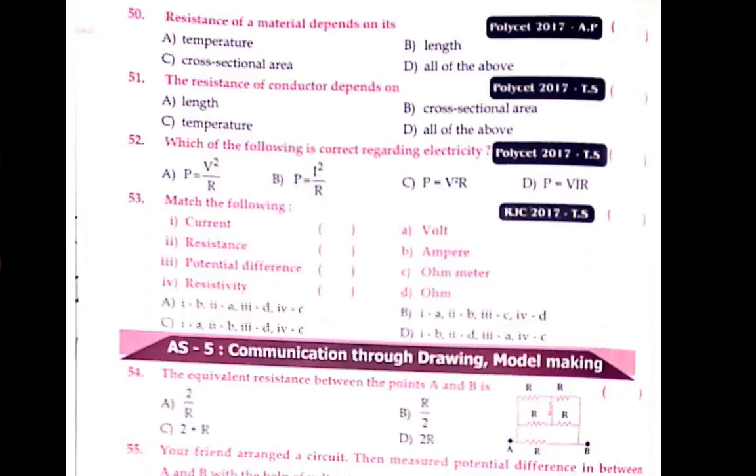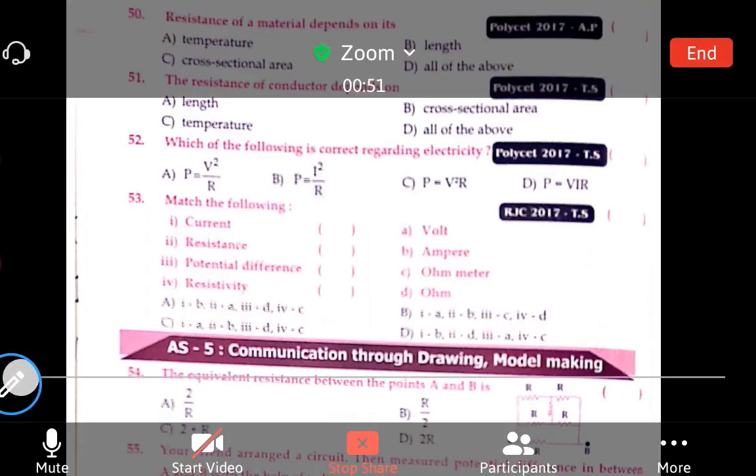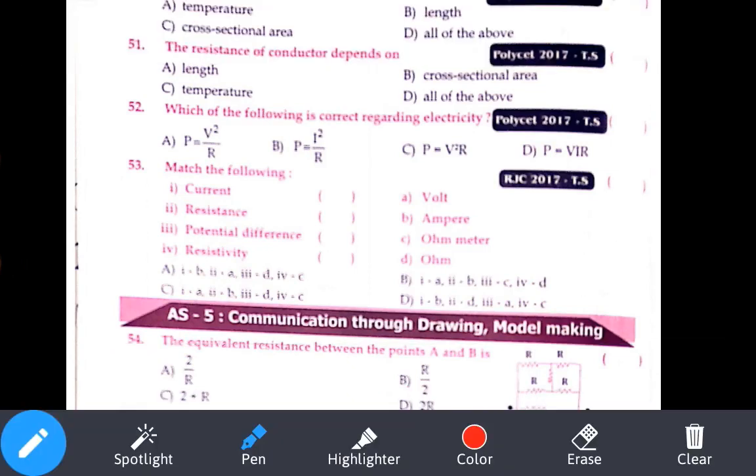So in our set A we have completed up to 50 questions from the electric current. We'll be starting from the 51st question, right? So let's start from there. See the 51st question. The resistance of the conductor depends on the resistance of the conductor.